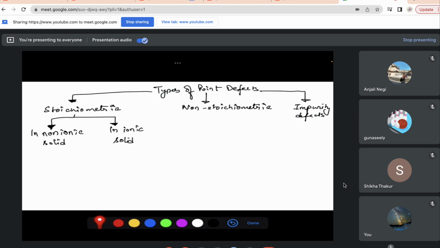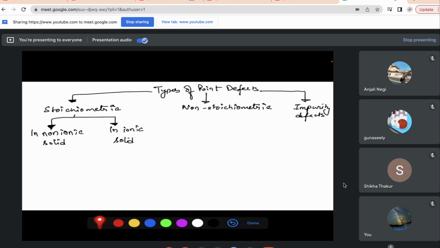So this is for our understanding. The types of point defect can be classified into stoichiometric defect, non-stoichiometric, and impurity defect. Our main focus is on stoichiometric defect. This defect is also called intrinsic defect or a thermodynamic defect because in stoichiometric defect, the proportion of the elements in the solid is not disturbed.